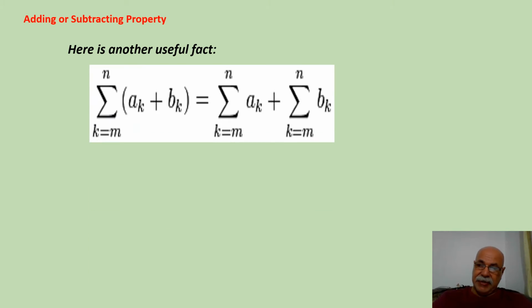Now the adding and subtracting property. After revising sigma with multiplication and counting, we now look at the adding or subtracting property. Here is another useful fact. This picture gives the first rule for sigma: the sigma from k equals m to n of a_k plus b_k.